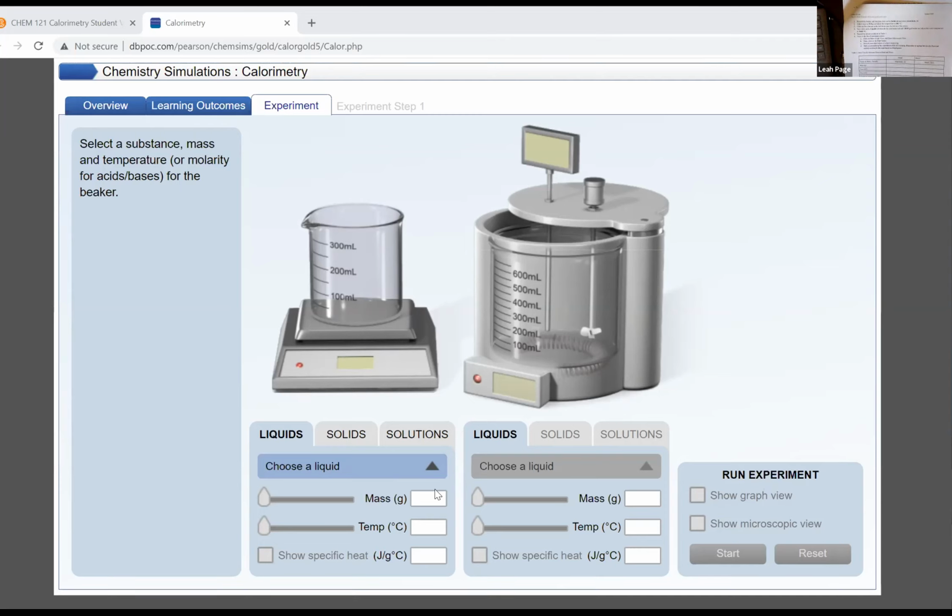So first off, let me explain what we're doing. We are measuring the heat transfer from one substance to another. And that is what calorimetry is. Okay, that's all the word calorimetry means. We're just measuring the amount of heat transferred. So remember, we talked about the law of conservation of energy, which says that energy is neither created nor destroyed. Remember, this is what's happening. Energy is not going to be created nor destroyed. We're just transferring it from one substance to another.